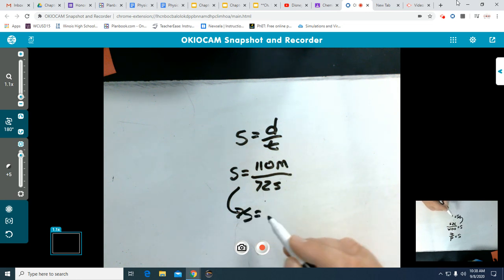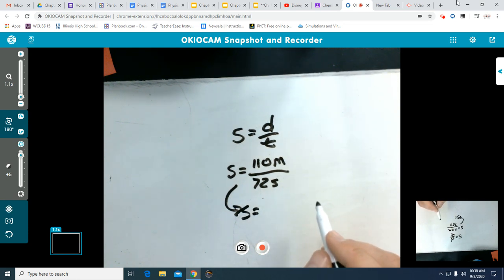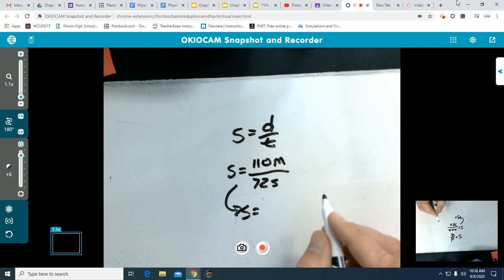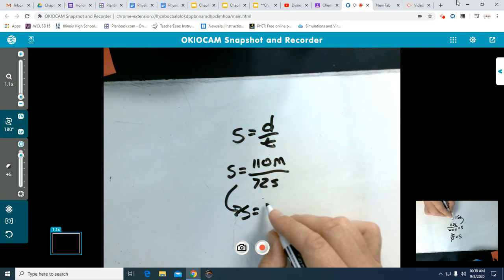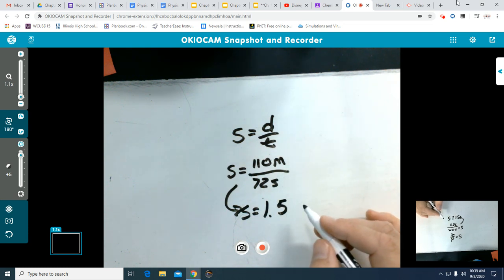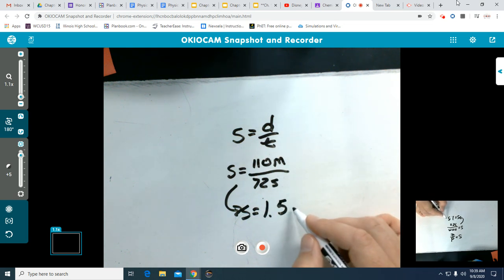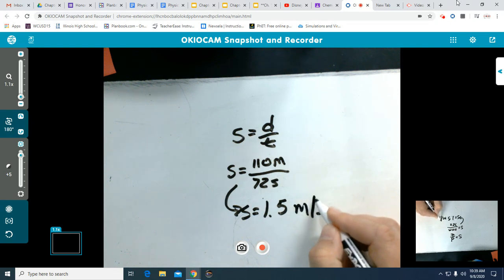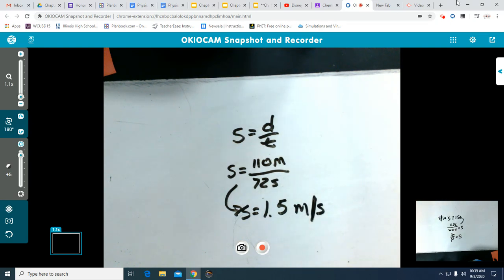So what was the speed of this swimmer here? And what's the unit? Very good. Meters per second. Now, as I just asked, what's the label? What's the units on your answer?